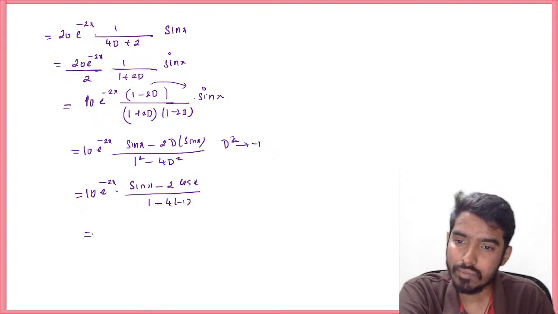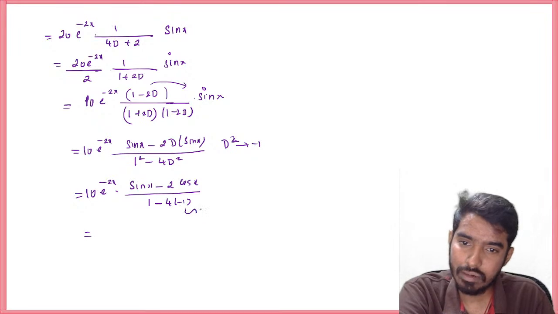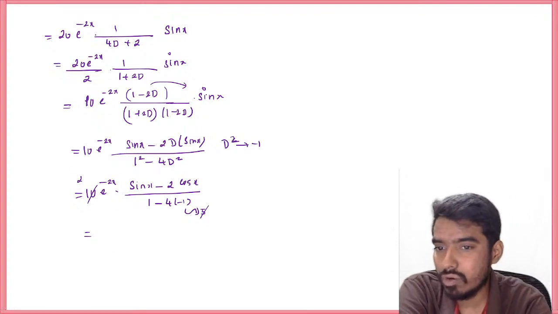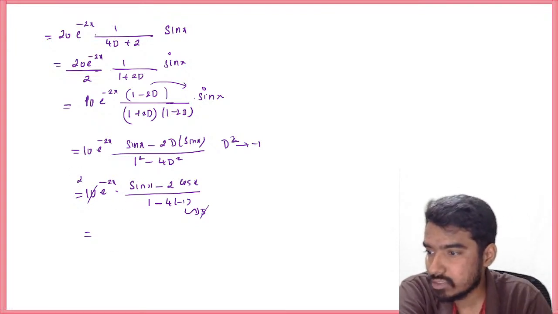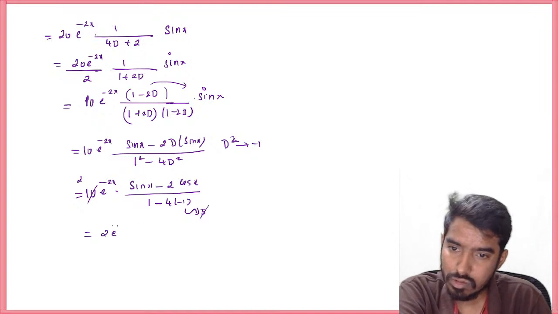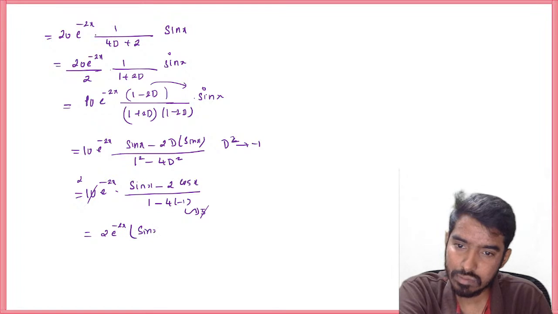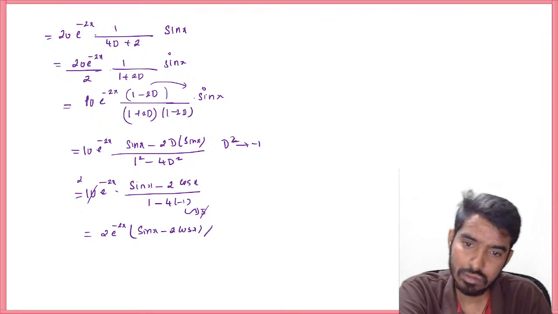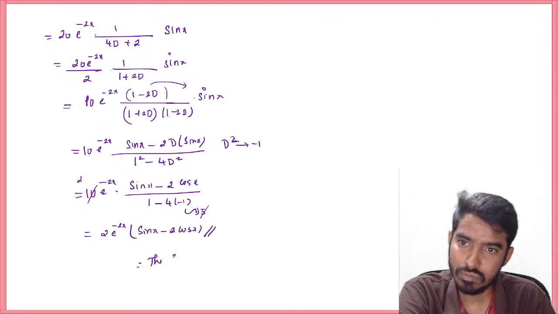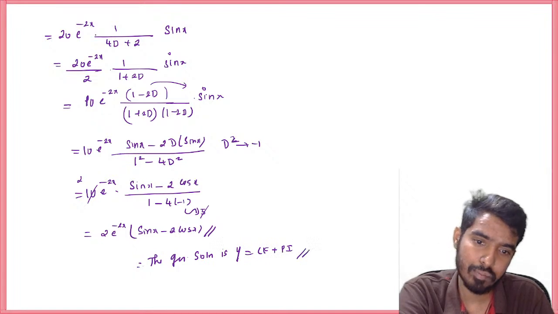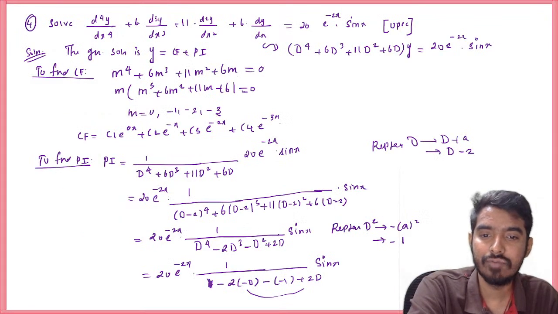This will be 5. This will be 5, right? So 5 ones are 5, 5 twos are 10. So we will have the answer to be equal to 2 times e power minus 2x sin x minus 2 cos x. This is your PI. So therefore, the general solution is y is equal to CF plus PI. Right? So this is your CF, and this is your PI.